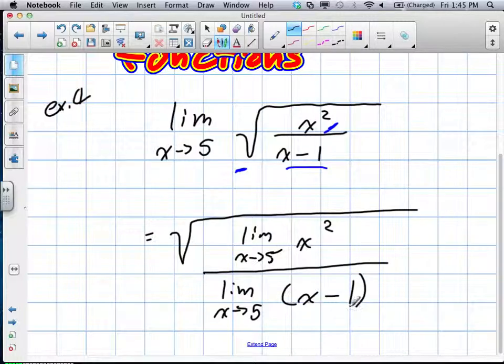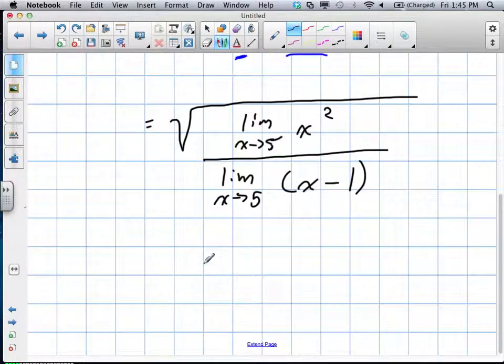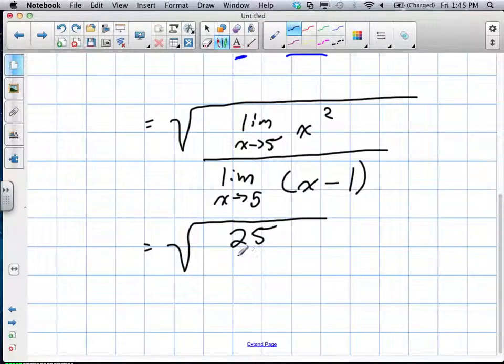Now technically, I could break that into two limits, but we know the limit of a constant is just going to be the constant number. And the limit of x, we're just going to plug that in. So this gives us the root of, when x is essentially 5, 5 squared gives us 25. And on the bottom, 5 subtract 1 is 4.